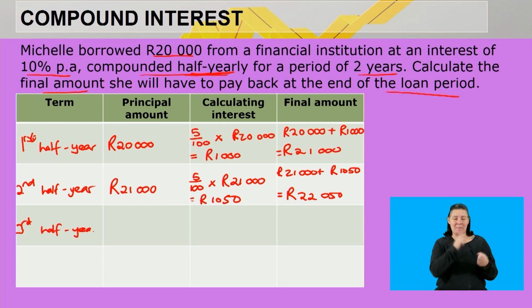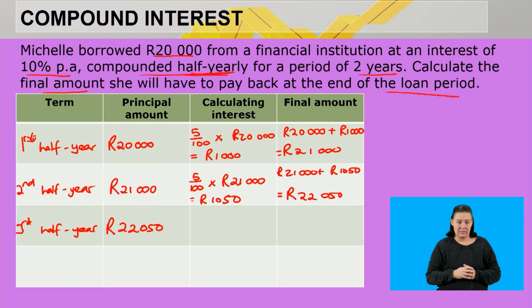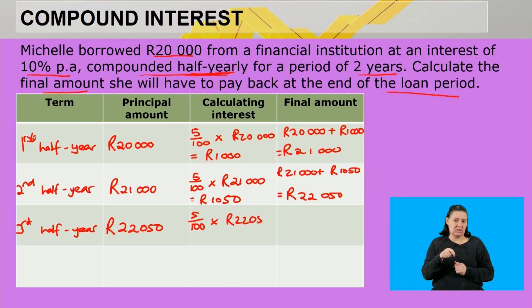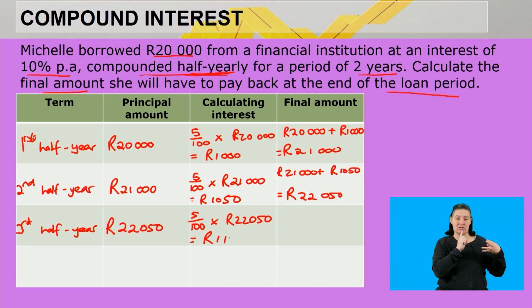Now I'm moving on to the third half year. I know this is a lot, but you have to focus and make sure you work with me. So what is the new principal amount now? Now the new principal amount is 22,050 rand. Interest rate still 5%. So I'm going to say 5% of 22,050 rand. So multiply by 5 divided by 100. Remember, I'm not clearing my screen. So that will give me interest for the third half a year of 1,102 rand and 50 cents.